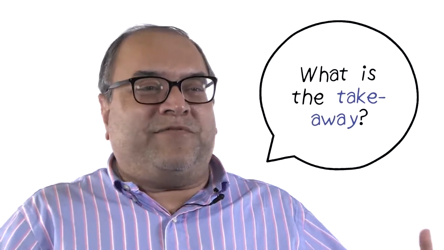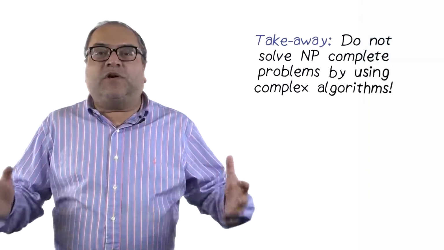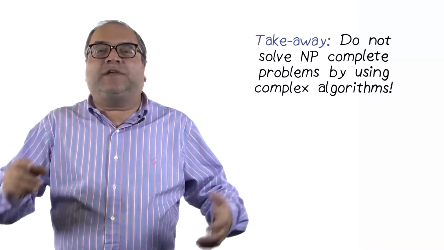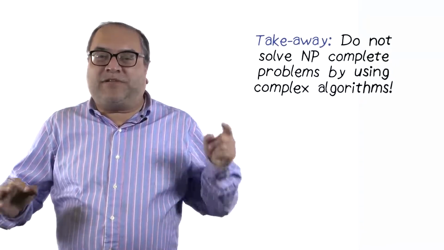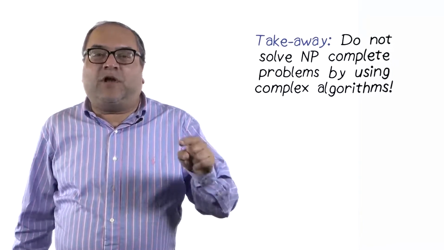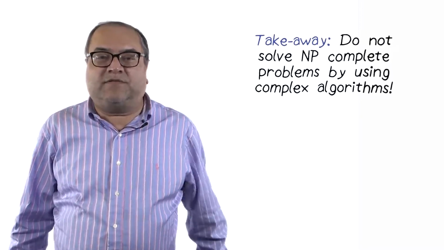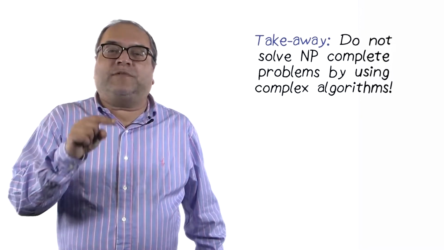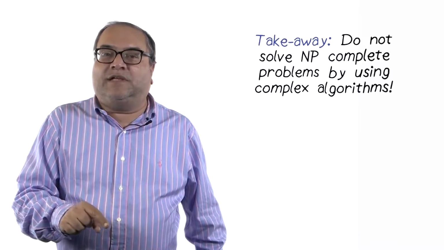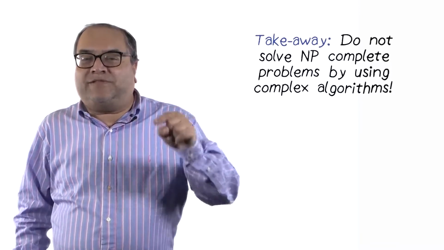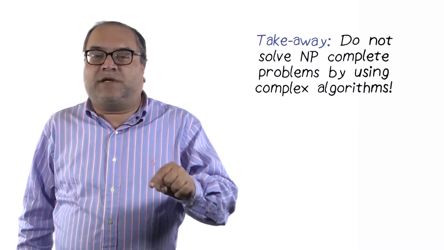So what is the takeaway for this lesson? Do not solve NP-complete problems by using complex algorithms. Simplify the graphs by performing transformations, and this is the hallmark of many compiler approaches. For example, interference graph simplification that is based on live range splitting takes advantage of this, and that is the same exact approach which is used in this particular lesson.